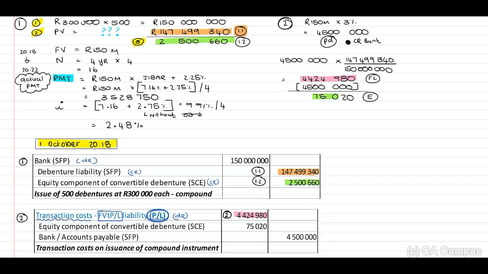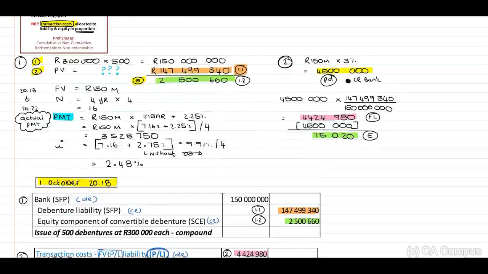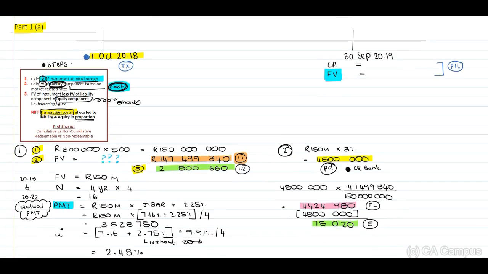And then the 75,020. Debit this to equity component in our statement of changes in equity. This is a debit. And we need to credit our bank account with a 4.5 million. Right? Include that all of this is in my calculation number 2. Now, when you look at our timeline, what is our next step? We have included our initial journal entry on 1 October 2018.